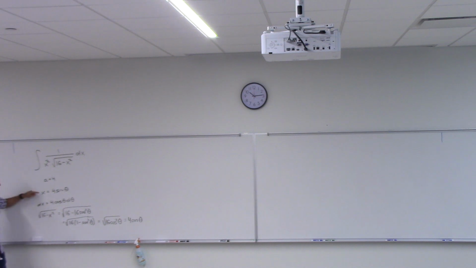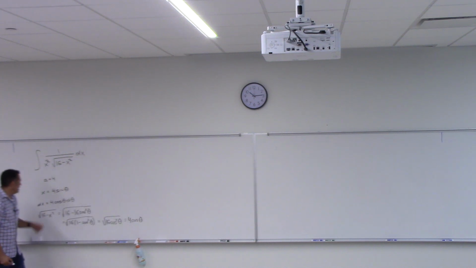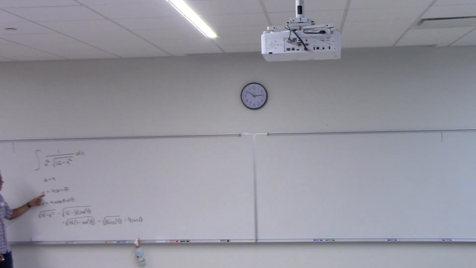All right, so I'm going to replace dx with this, right? I'm going to replace that root thing with 4 cosine theta, and any x's that I see straggling along are going to be replaced with 4 sine theta. So now I get to rewrite this whole problem.